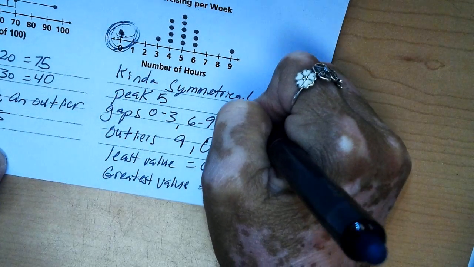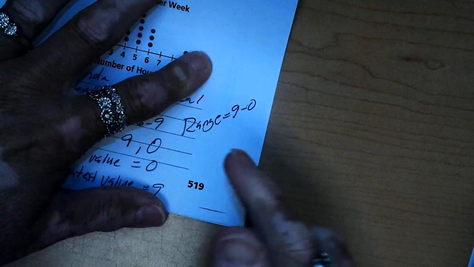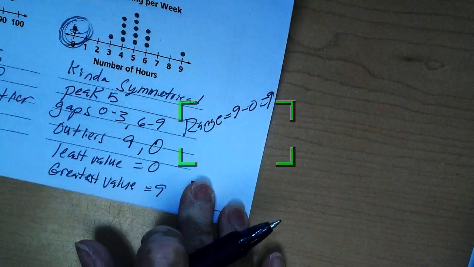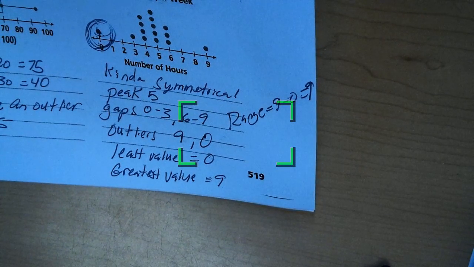Some of you may have done the range. The range is also 9, okay? So they didn't ask for all that, but that's just some of the stuff that we put.